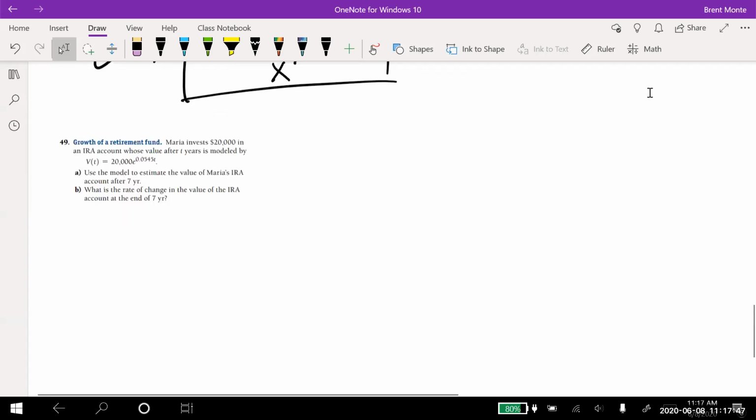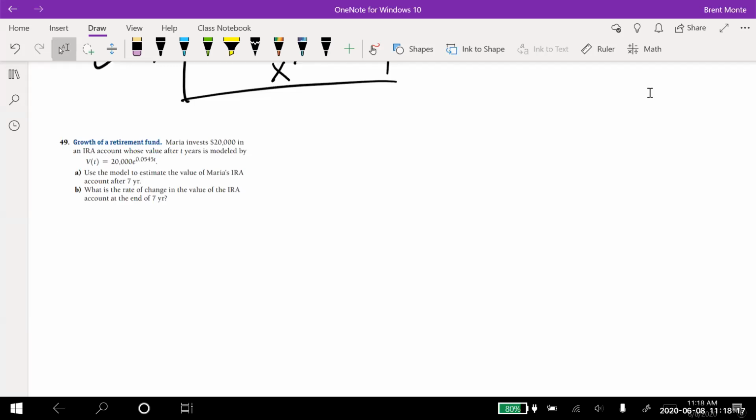It's problem 49, growth of a retirement fund. Maria invests $20,000 in an IRA account whose value after T years is modeled by V of T, the value after T years, is 20,000 e to the 0.0545 T. Let me tell you a couple things about that. That 20,000, that's the starting amount in the account. And that 0.0545 up in the exponent, that's the growth rate.